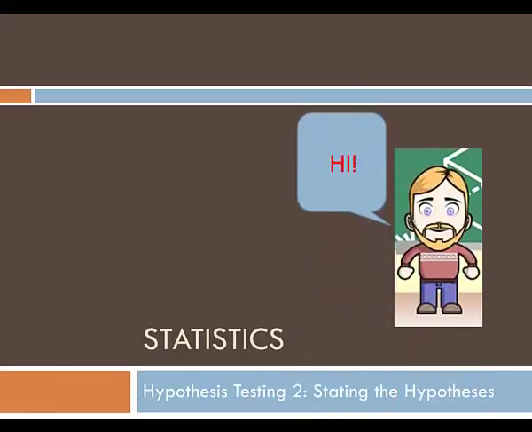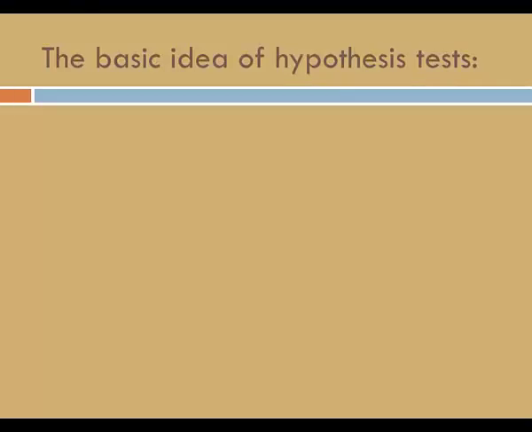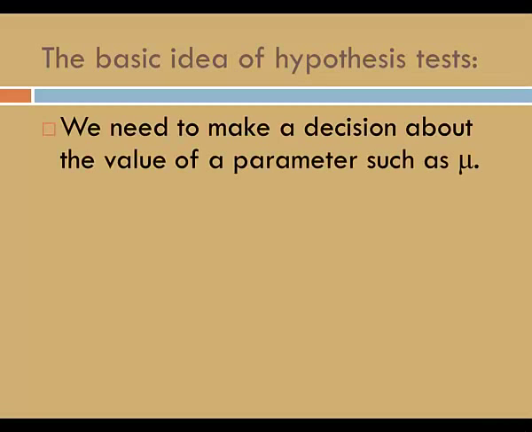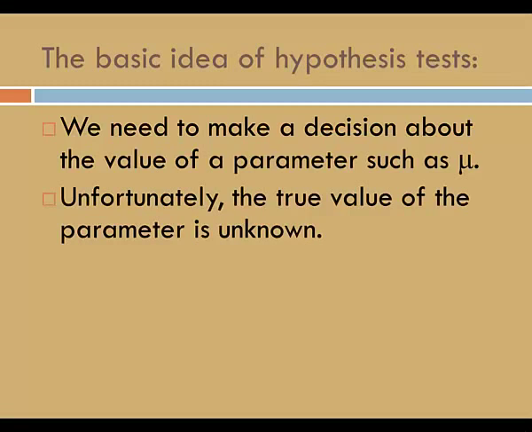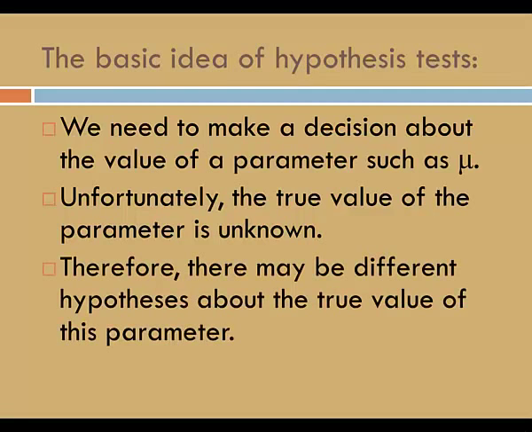Welcome to Statistics. In this video, we'll look at the first step in the process of hypothesis testing, stating the hypotheses. Let's take a minute and discuss the basic idea of a hypothesis test. We need to make a decision about the value of a parameter, such as mu, the population mean. Unfortunately, the true value of the parameter is unknown. Therefore, there may be different hypotheses about the true value of this parameter.